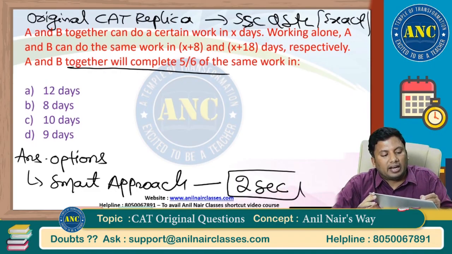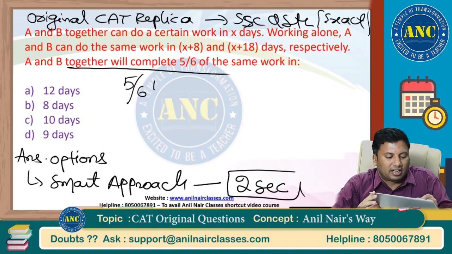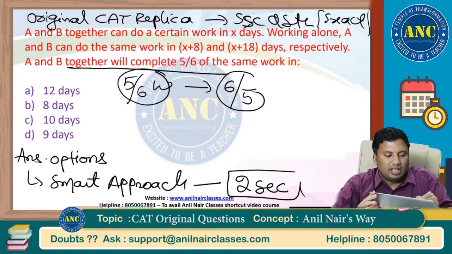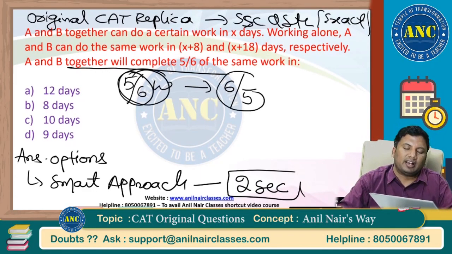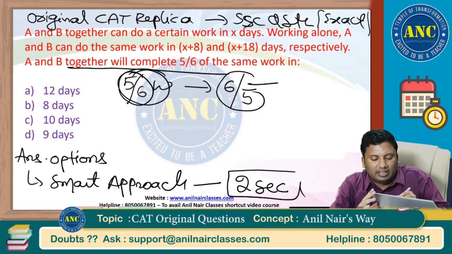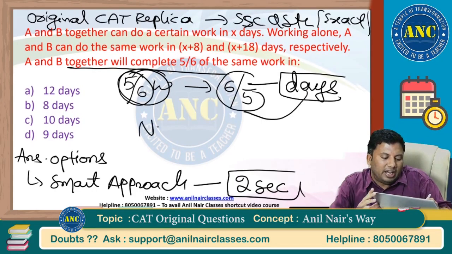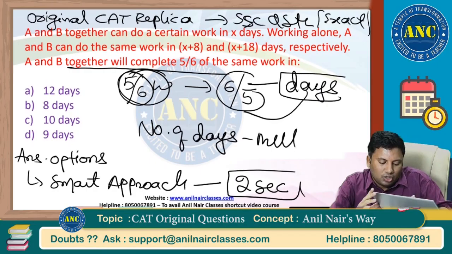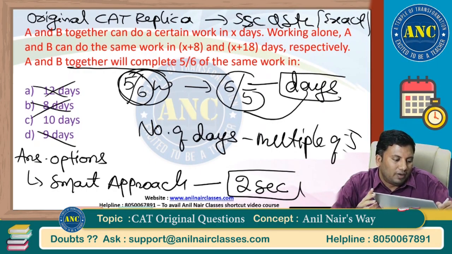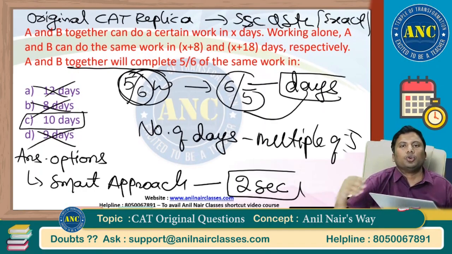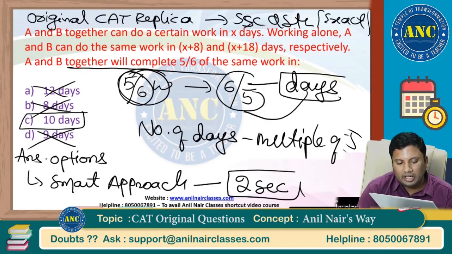A and B can complete 5/6 of the work. That means he will take 6/5 of the number of days. The number of days should be a multiple of 5. Looking at the answer options, 12, 8 and 9 are out. The answer is nothing but 10. You don't need to do anything.